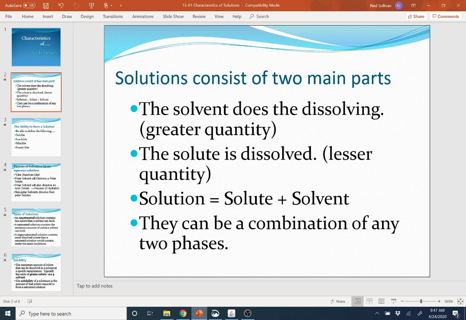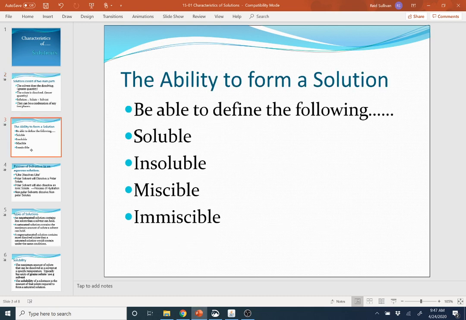But that means there's a problem. The problem is that some things will dissolve and some things won't. We call this soluble and insoluble. So if you take salt and you put it in water, the salt dissolves. But if you take sand and put it in water, it doesn't dissolve at all.